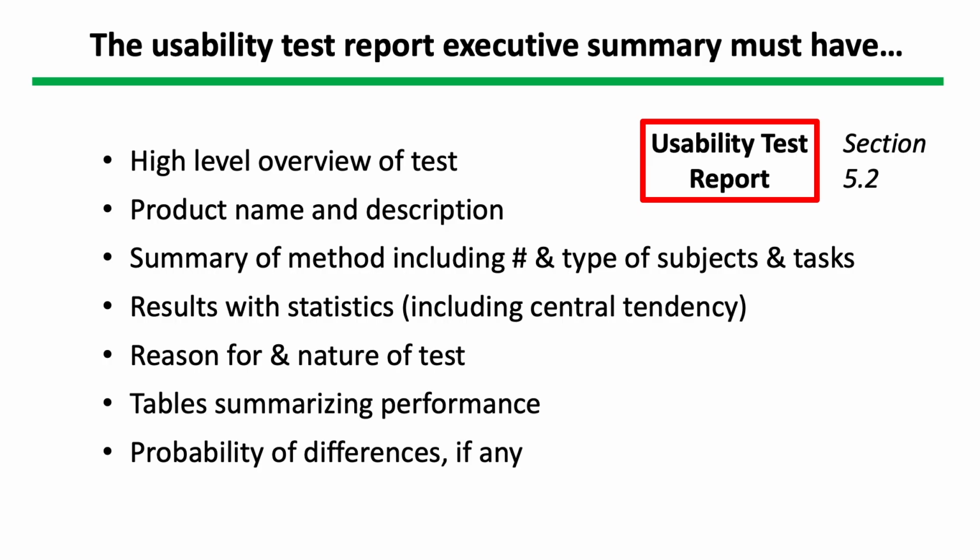Here's what the executive summary must have: an overview of the test, the product name, the method, but some details like the types of subjects and tasks, statistics including measures of central tendency, the reason for the task. They actually want tables, not just words. Most executive summaries are 1 or 2 pages long of words only. In this case, they're saying, no, you need tables or figures. And obviously, they're also looking for statistics, the probability of differences if there are any there.